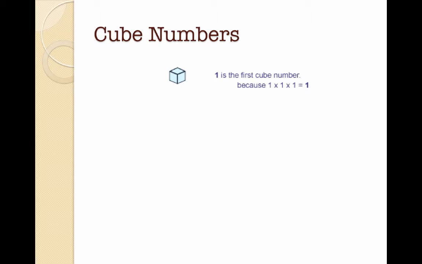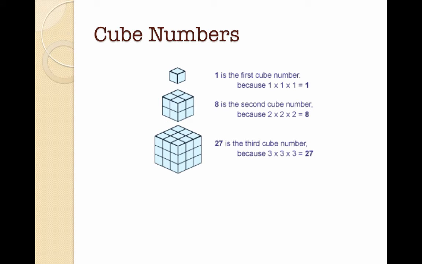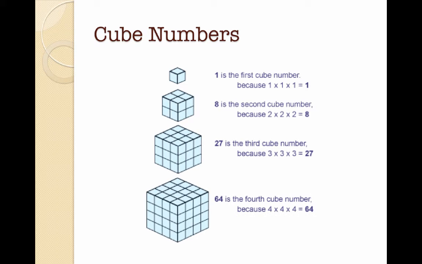Well, here is a cube, and 1 times 1 times 1 gives you 1. It is 1 wide, 1 deep, and 1 high. Here is the next cube number. It is 8. It is 2 wide, 2 deep, and 2 high. Altogether I have 8 cubes. 3 by 3 by 3, I have 27 cubes. 4 by 4 by 4, I have 64, and so on. Squares and cubes are used to make our lives easier with much bigger numbers being multiplied by themselves.